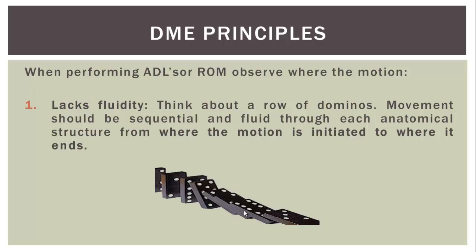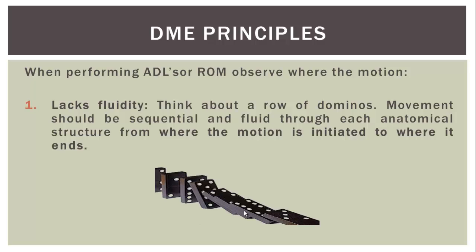We don't want to see movement occurring at, let's say, cervical level 2 and then moving right to cervical level 7. We've not moved through 2, 3, 4, 5, 6. So what is probably going to happen is hypermobility at cervical level 7 because 2, 3, 4, 5, and 6 are not moving. And hypermobility will cause irritation and inflammation.